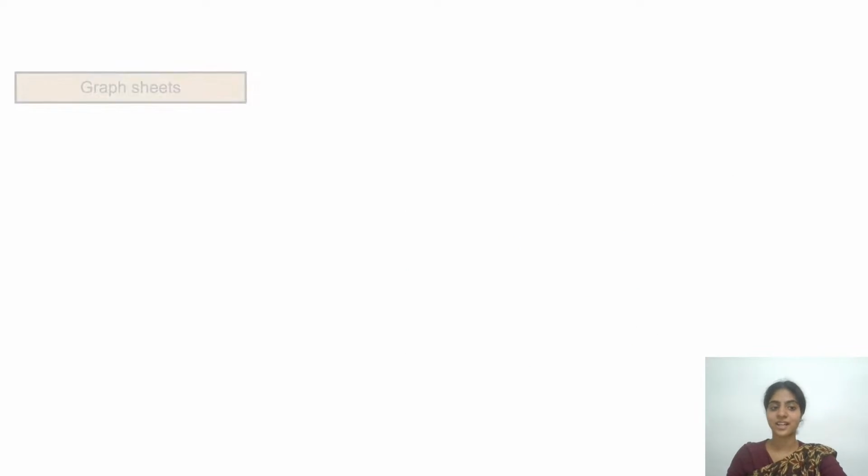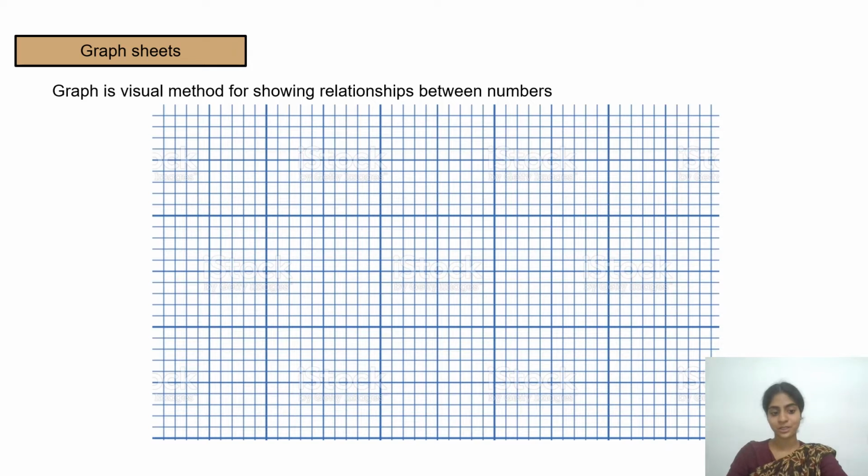See what is a graph sheet. Graph sheets are nothing but a visual method for showing relationship between numbers. Graph sheets are usually drawn on a graph paper. This graph paper will have large squares of 2 centimeter sides, and then they will have 4 squares which are 1 centimeter in sides, and then this 1 centimeter square will have 25 tiny squares. This is how a graph paper will look like.